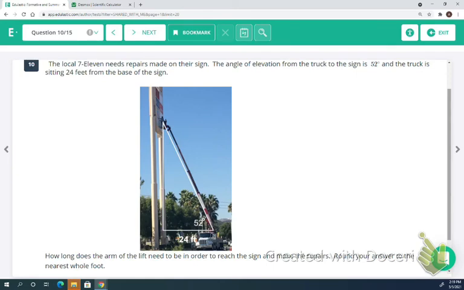All right, so what we're looking for here is the arm. So we're looking at this one here. Everything else is already labeled for us. If I'm looking at the 52, directly across is my opposite. I'm looking for the hypotenuse here. So here is the hypotenuse, and here now we have our adjacent side.